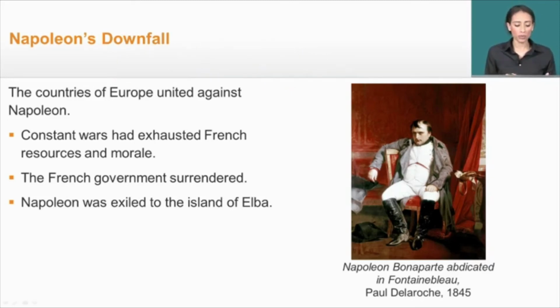And by this point, France has found itself at war pretty much constantly for about 2 decades. So these constant wars are exhausting the French resources. They don't have as much manpower, as many supplies. They're constantly in debt. And as a result, their morale is really low. The French government by this point also wants to see Napoleon out of office. And so they actually begin to start surrendering to these different countries that are fighting against France. Eventually, Napoleon is exiled, or he's sent away from France to the island of Elba.